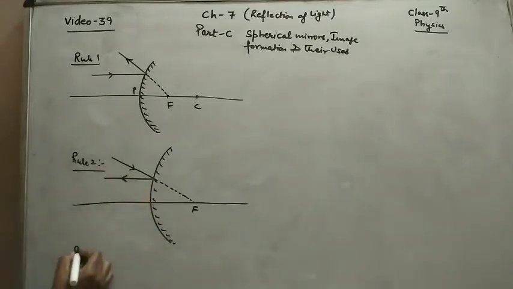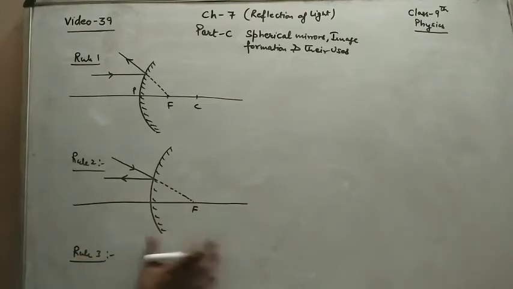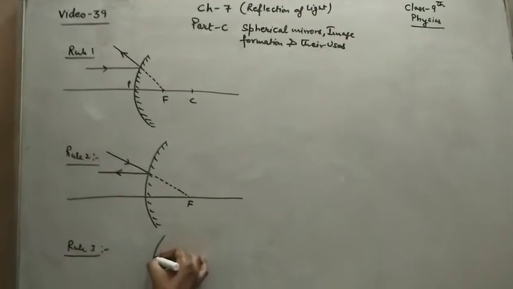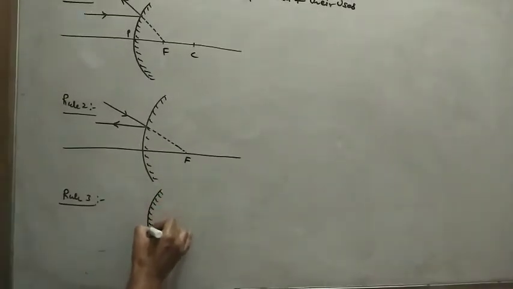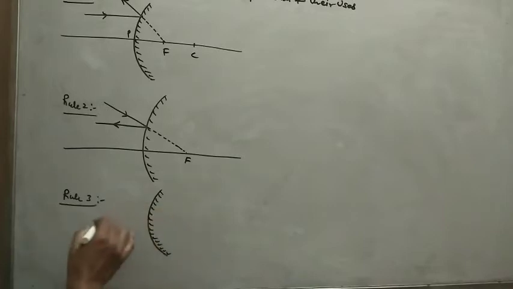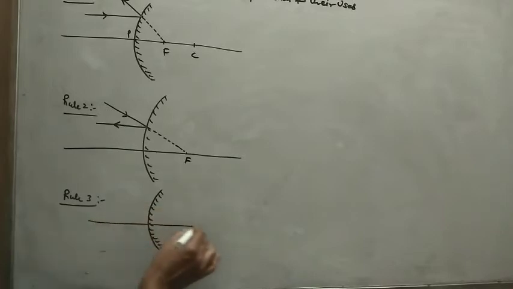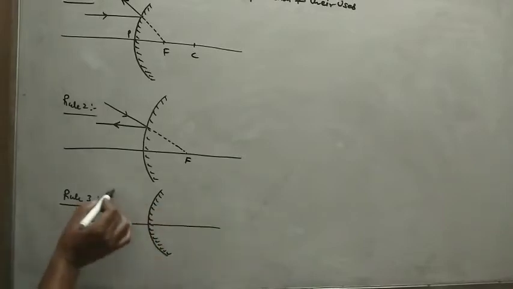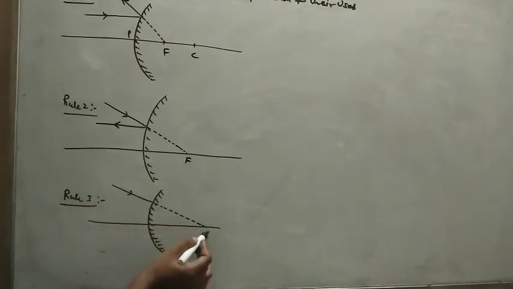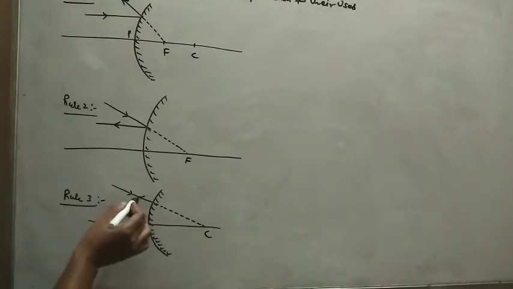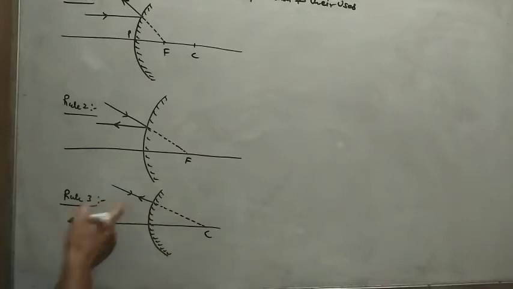And rule number 3, which is common to the concave as well as convex, very simple. The ray which is passing through the center of curvature, let it be the center of curvature, it will retrace its path, right? So this is common with the concave spherical mirror.